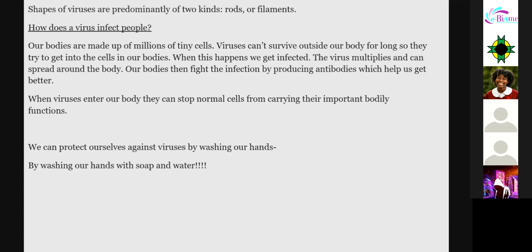So what we can say is that the COVID-19 virus is... What kind of bodily function is the COVID-19 virus stopping? When people say they get COVID, they find it hard to breathe. So the lungs are having trouble breathing. The lungs have trouble exhaling and inhaling oxygen. So it's stopping respiratory functions in our body.